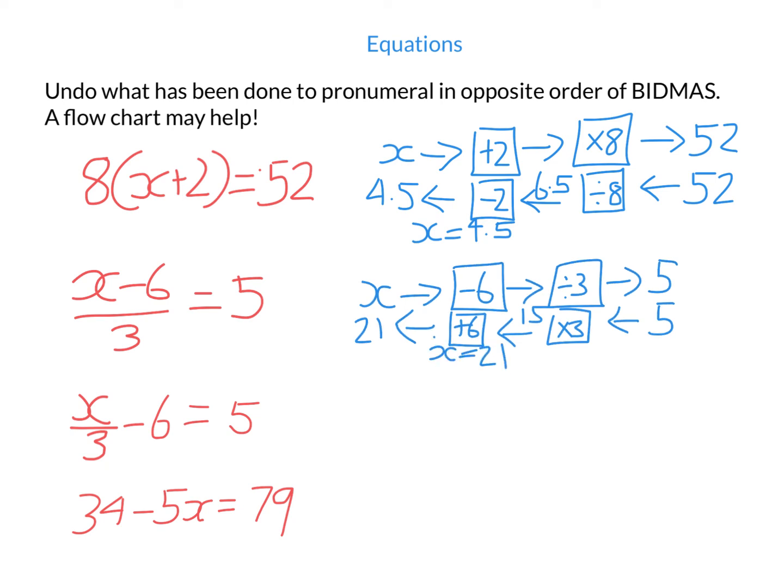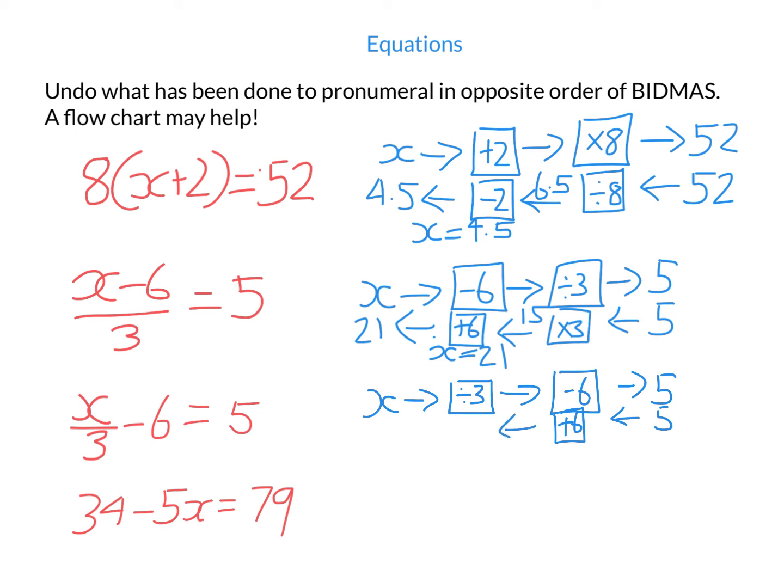But in this equation down here, we actually divided by 3 first. So our flowchart's going to be the same, but the divide by 3 and subtract 6 are just in a different order. We still got our answer of 5, but this time when we're solving, we're going to add 6 first. So 5 plus 6, of course, just gives us 11. And then instead of dividing by 3, we're going to times by 3. And we get our answer, x equals 33. That's the solution, because if I substitute 33 for x, I get 33 divided by 3, 11, minus 6 equals 5. That's a true statement.